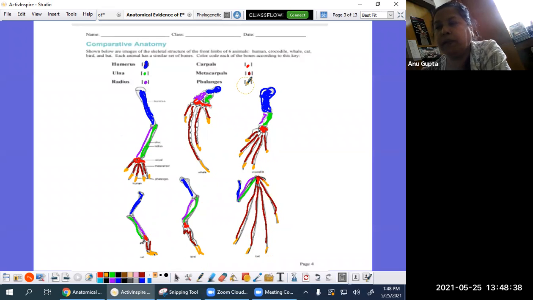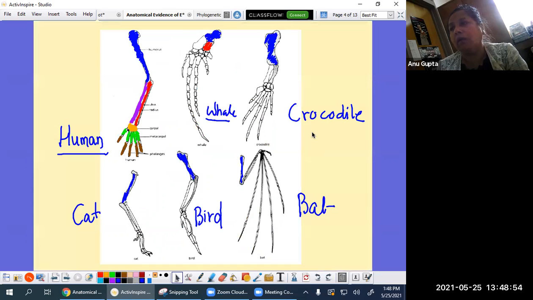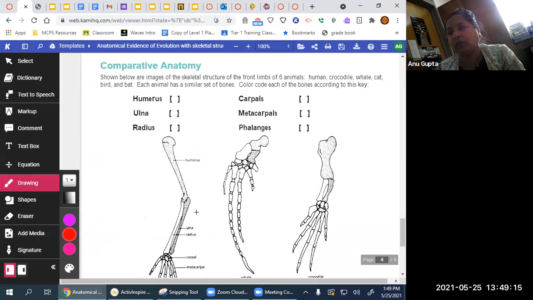Now, once you complete the coloring, it's a very good activity. Some people love coloring. It is a very relaxing activity. Once you're done with the coloring, if you want a better view, you're comparing human, whale, crocodile, cat, bird, and bat. Choose the colors for the human arm. They have a design, and then go and color the whale, crocodile, cat, bird, and the bat. Once you're done with that, then you will be answering the questions.